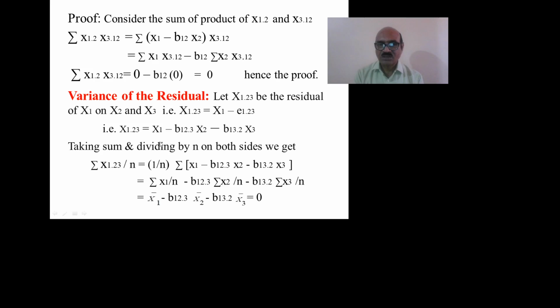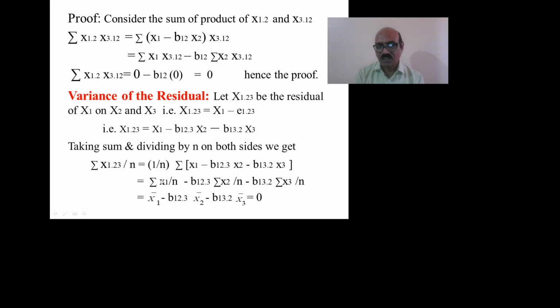So this is the formula: x1.23 equals x1 minus b12.3 x2 minus b13.2 x3. Now I will take the sum on both sides and divide by n. Then what we are getting is 1 upon n times this complete bracket, and I will take the 1 upon n inside. So we get summation x1 by n, b12.3 summation x2 by n, b13.2, because these are constants, summation x3 by n.